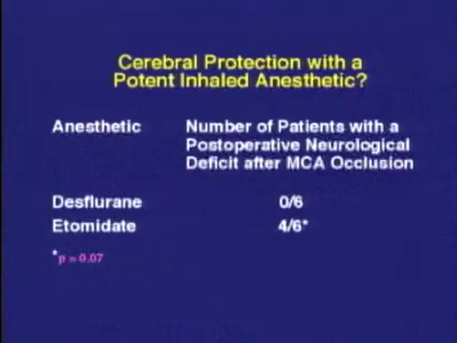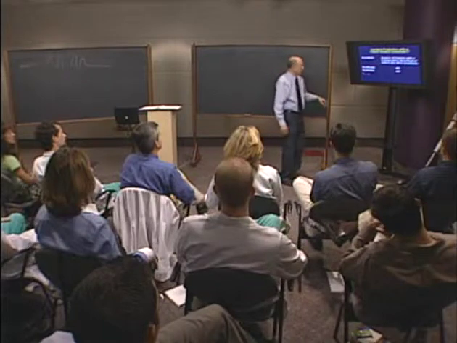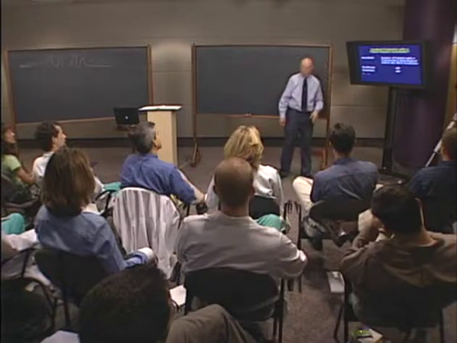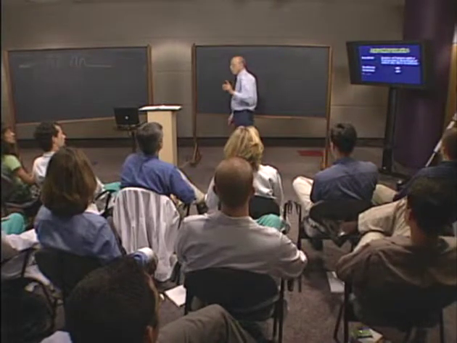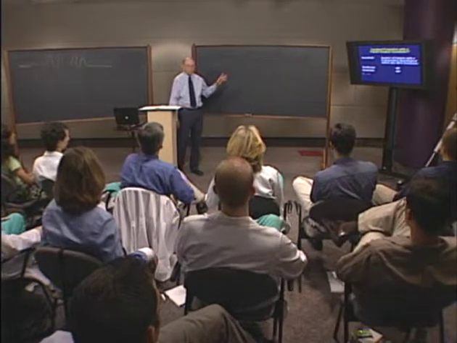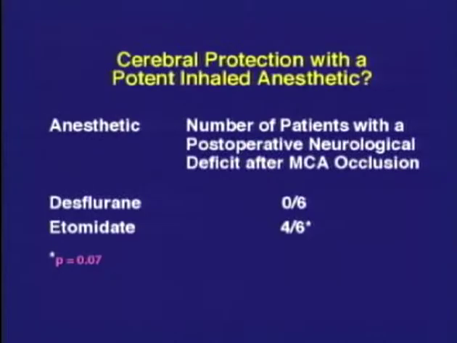And the number of patients after such surgery with postoperative neurologic deficit is 0 with desflurane out of 6 and 4 out of 6 with etomidate. Now, this study wasn't continued beyond that. The difference between those two approached significance but didn't reach it. I would believe, and this has been studied, that all the potent inhaled anesthetics will have this protective effect relative to a drug like etomidate or thiopental. And they all will serve our patients well. I don't know how you can study this sort of thing further in humans, though.